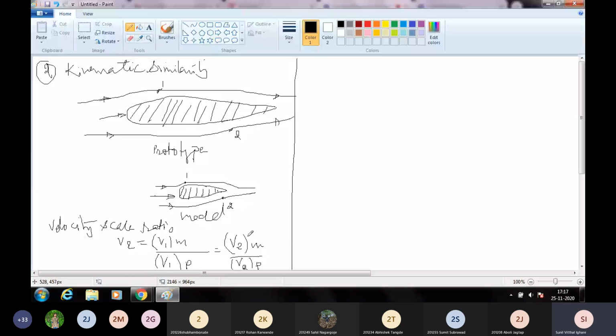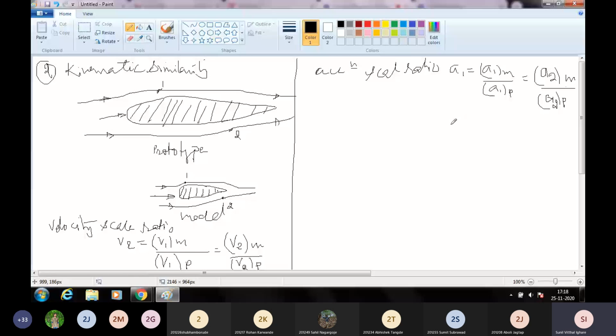In the same way, if I write the acceleration scale ratio, okay, this is acceleration scale ratio. So that is A1. We just have to write A1 in model to the A1 in prototype is equal to A2 in model. A1, A2 is acceleration, different accelerations in case of model to the acceleration in prototype at the same point. Okay, so this is about the kinematic similarity.